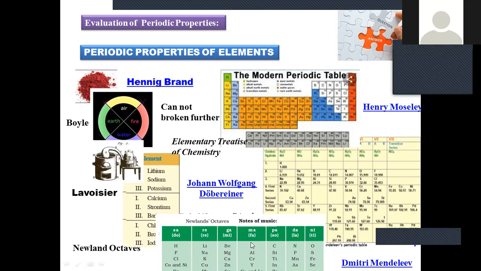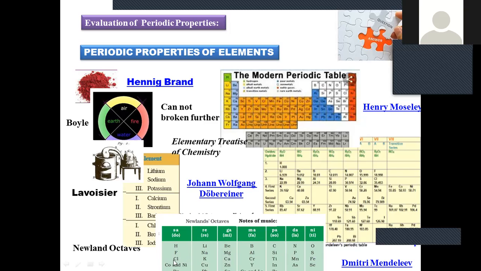Newlands' octaves are denoted as 1, 2, 3, 4, 5, 6, 7. After the seventh element, the eighth element is exactly similar to the first element. That's why it is denoted as octave. Octave is nothing but eighth; octa denotes the eighth element. In a similar manner, the first element with the eighth, the eighth element with the 16th, the 16th with the consequent one. Each time, at an eighth interval, you will get similar properties.